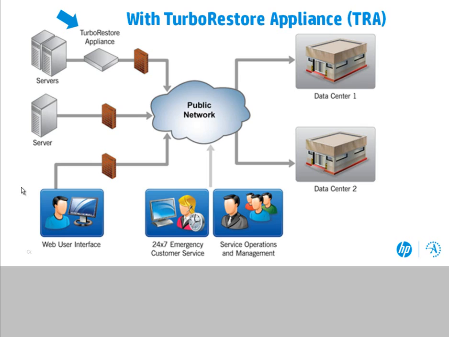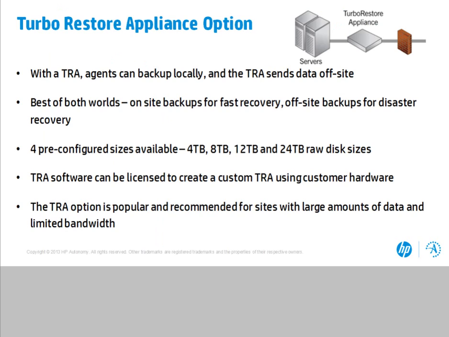The appliance gives customers essentially the "best of both worlds." They have on-site local backup copies, and they still have off-site cloud-based copies as protection against the worst-case disaster scenarios in which you'd have to assume that perhaps the whole facility had been lost, including the Turbo Restore appliances. Now, the appliance is completely optional. You don't have to have it, but it is a fairly popular option, particularly for sites that have relatively large amounts of data and perhaps relatively limited amounts of bandwidth.